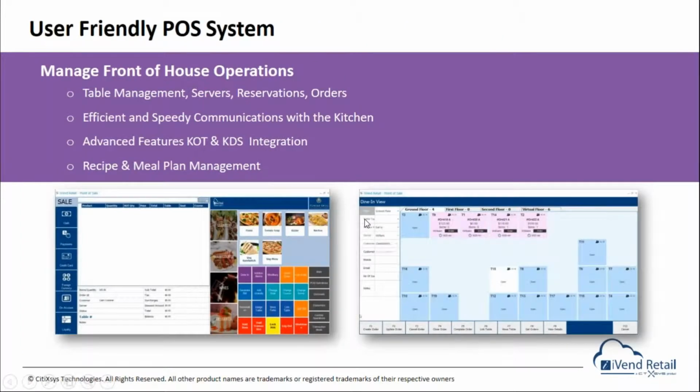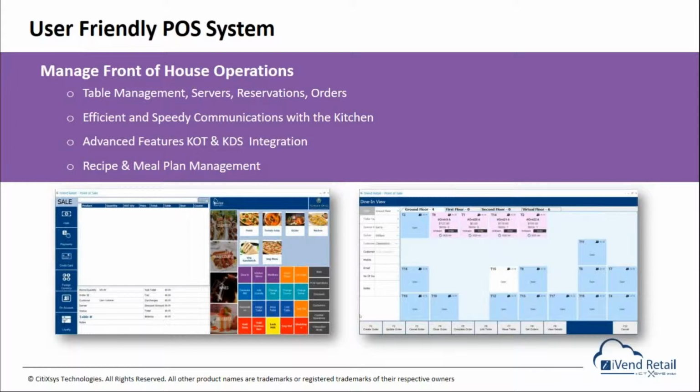Going forward, iVend Hospitality provides a flexible and easy-to-use point of sale system to manage front of house operations, including table management, servers, reservations, orders, split and partial bills, etc. The system efficiently communicates with the kitchen to ensure correct and speedy customer order preparation.